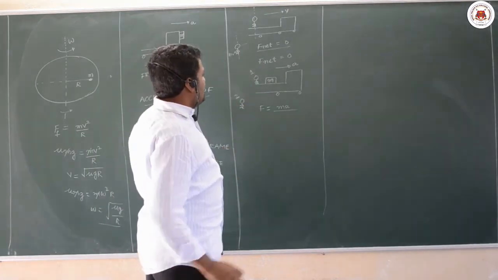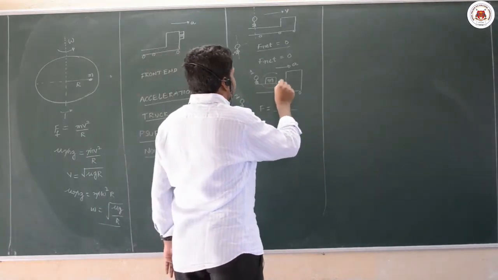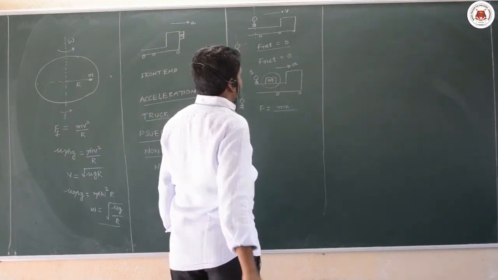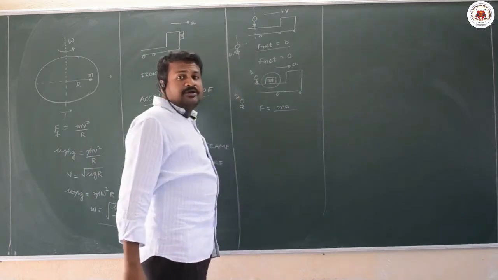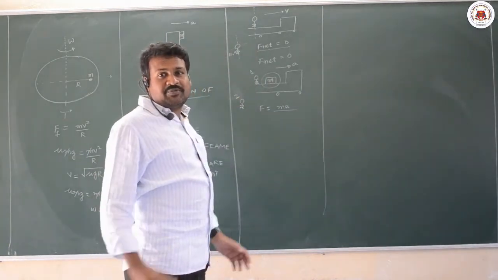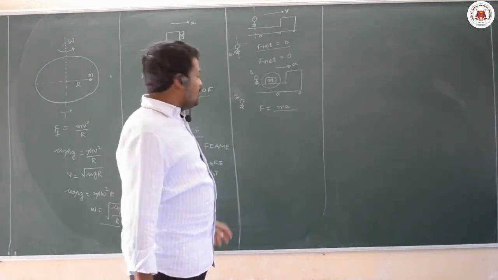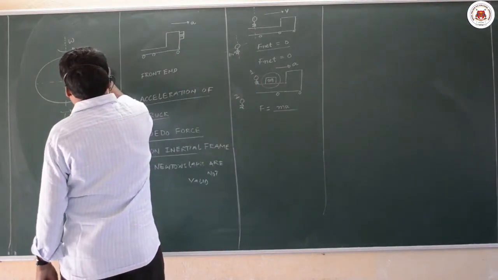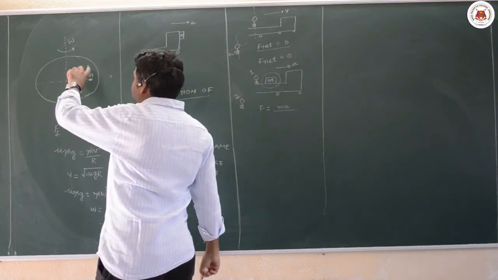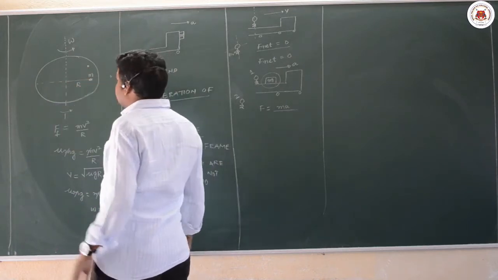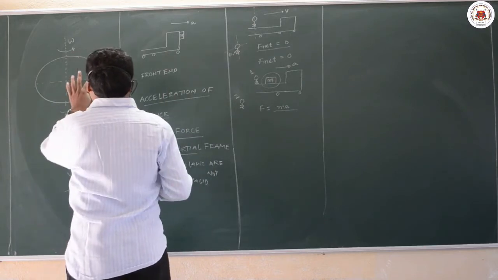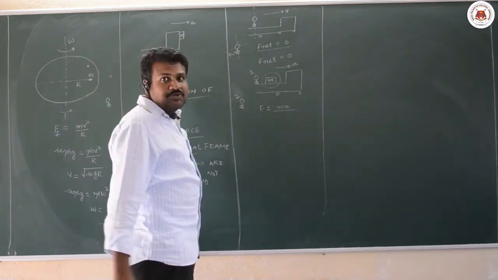But actually this body is at rest. This kind of frame, which is accelerating, is called a non-inertial frame. Similarly, in this case also, where the disc is rotating, you take a person on the disc. You feel that this is at rest. When you are outside, you feel that it is rotating with an angular velocity omega.